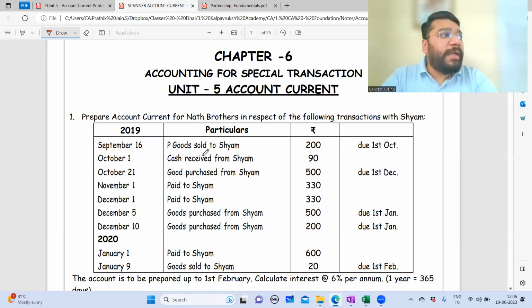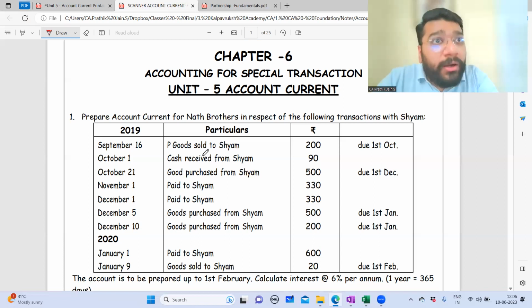So my question to all of you is, are we the accountant of Nath Brothers or the accountant of Sham? And who is the businessman? Who is the third party? Nath Brothers is the businessman. Correct. For the businessman only we are preparing the account current.